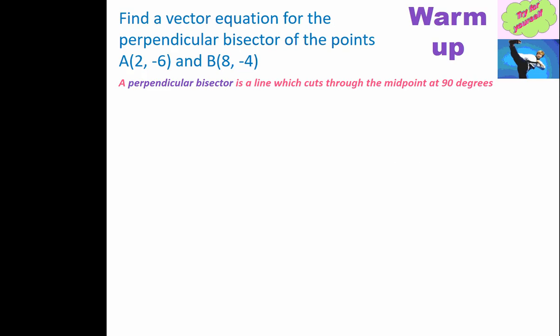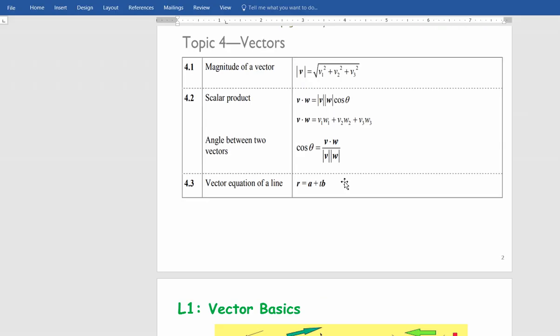Here's another warm-up. Find a vector equation. So remember, what is a vector equation? Have a look in your formula booklet: vector equation of a line. So r equals, remember, that's just the position vector of a point on the line. This is just the scalar, and this is the direction vector.